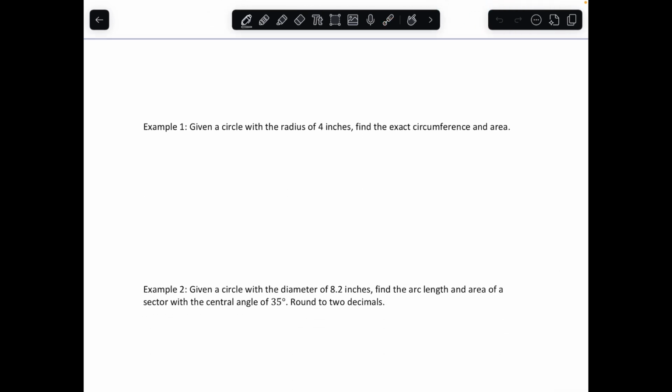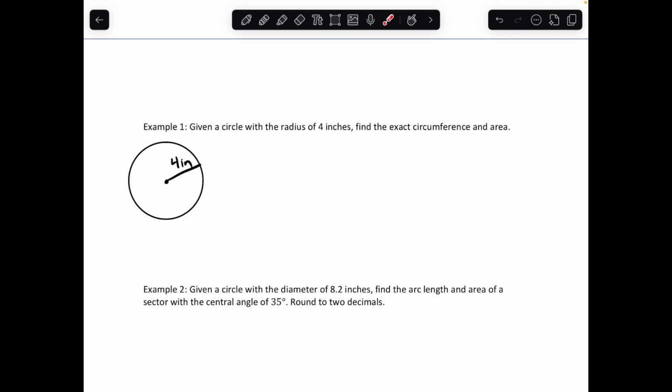Looking at number 1, we are given a circle with a radius of 4 inches, and we want to find the exact circumference and area. Let's go ahead and draw a sketch. Okay, now that we've gotten our sketch, we can get a better idea of what it is that we're actually trying to do.